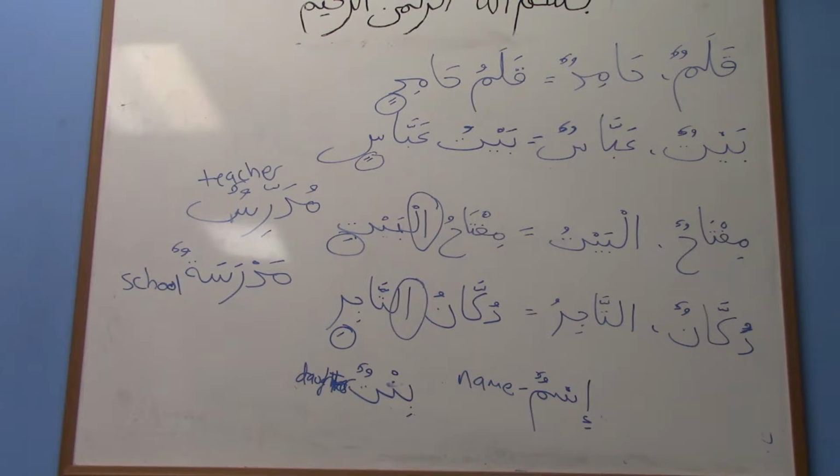Good. Next. Baytu Hamidin. Good. Baytu Hamidin. Everyone? Baytu Hamidin. What is the meaning of Hamid's house? Hamid's house or the house of Hamid. Perfect. Next one.